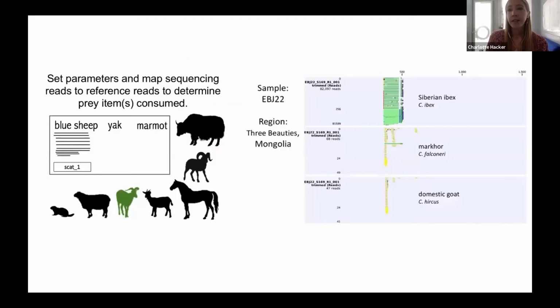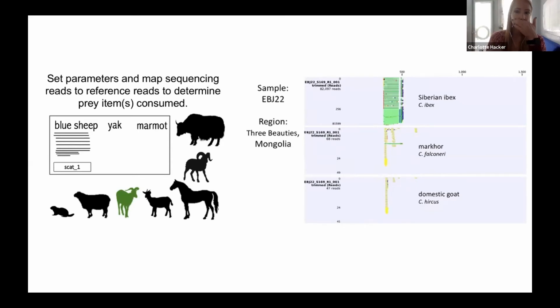And then you're going to actually work in that program to determine what your snow leopards ate by working with your raw data and your reads. So you're going to set a series of parameters, and then you're going to start to map the sequences for each sample that you got from your sequencing run to that reference file that you already created. So you'll import your reference file, you'll import your raw data, and then you'll map your reads.